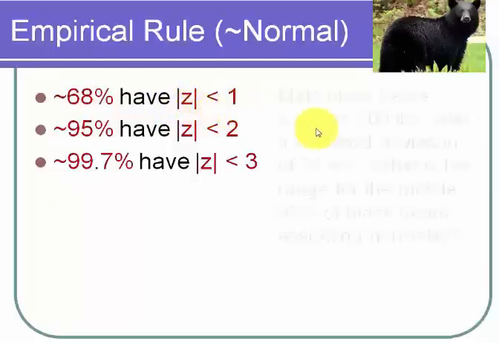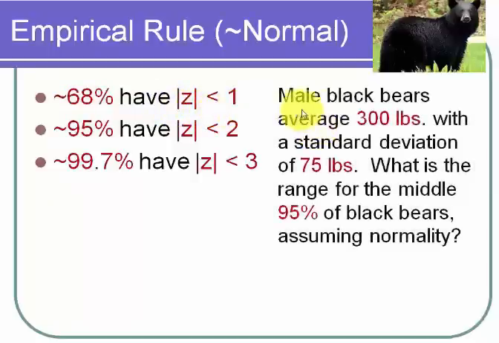So here's an example. Male black bears average 300 pounds. They're big, by the way. Okay, if you see a male black bear in the forest, respect that black bear. Keep your distance. Make a lot of noise so that black bear leaves because they're big and they're fierce. Their standard deviation is about 75 pounds. I'm not sure on that. I kind of guessed, but it sounded about right.